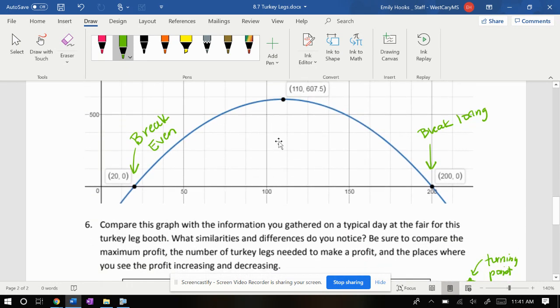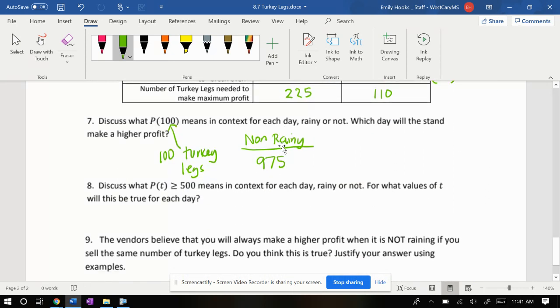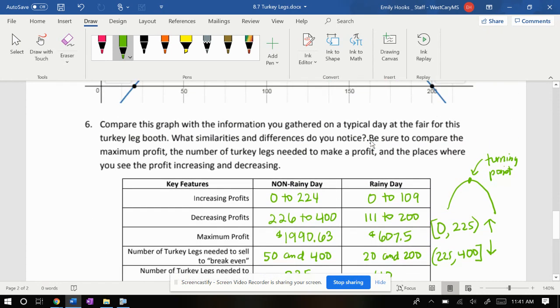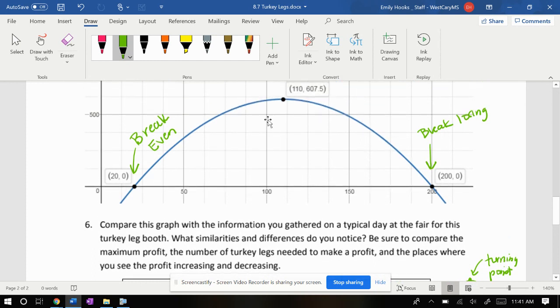I'm not sure if this worksheet wants me to find the exact one. Actually, give me a quick second because I don't have an equation for this. I can make an equation in the graph. I'll show you how to make it.